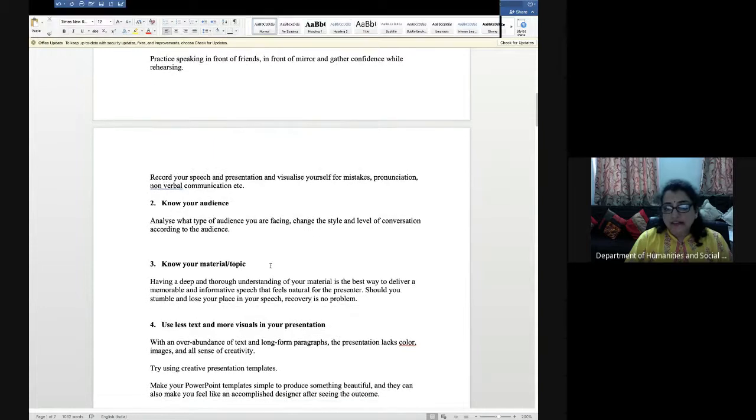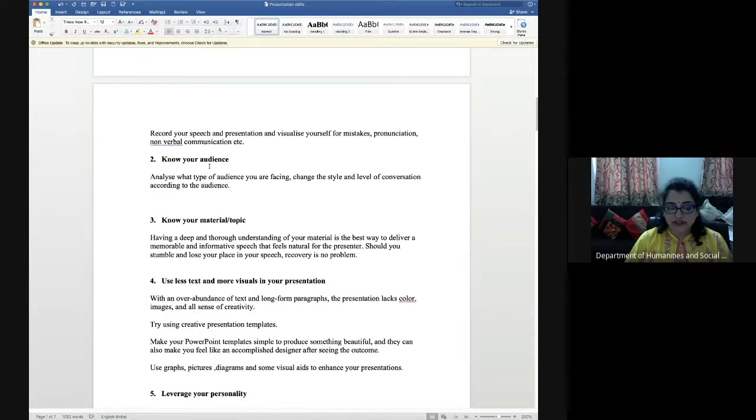So then the second point we come here is know your audience. Analyze what type of audience you are facing. We have already spoken about it quite a bit in the previous topics. So audience कैसा है ये आपको देखना है. You have to change the style according to the audience. I have told you that there are many type of audience: rural, urban, national, international, educated, non-educated. So you have to change the style of presentation according to the level of the audience.